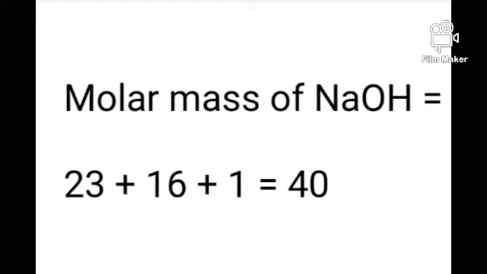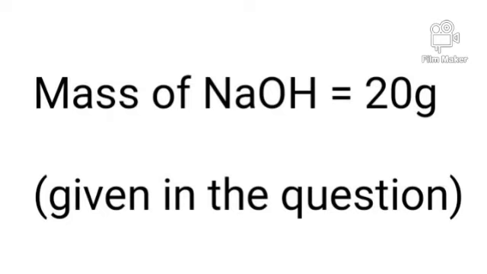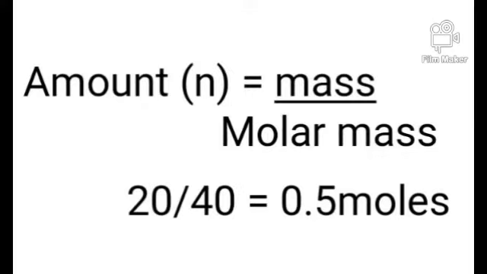Now, take a look at the molar mass of NaOH. I assume by now you should have known how to calculate molar mass. The mass of sodium is 23, mass of oxygen is 16, mass of hydrogen is 1. So, 23 plus 16 plus 1 gives us 40. Now, the mass of NaOH is 20 grams. This was given directly in the question that we read earlier on. You are free to, at any time, go back and cross-check any of these figures. Now, the amount n, which is mass over molar mass, simply means we're going to say 20, which is the mass given, divided by 40, which is the molar mass, and that will give us 0.5 moles.